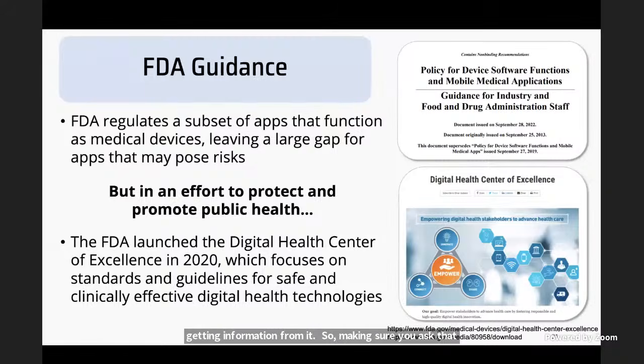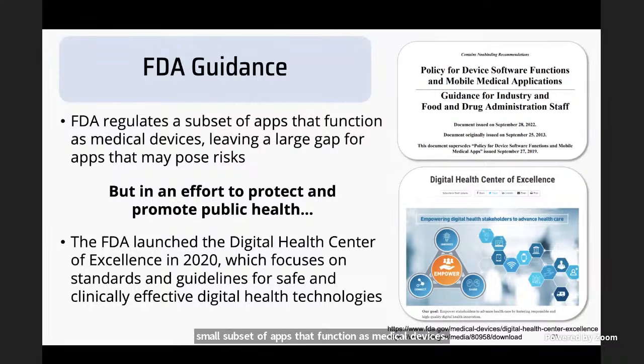So with these challenges, the FDA has come into play. And I really want to highlight here that the FDA regulates a small subset of apps that function as medical devices. And this unfortunately leaves a large gap of apps that might pose risks.